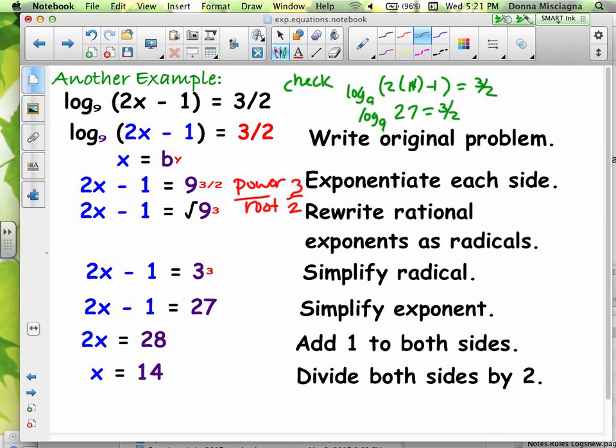And now we can check it out. We've got all the pieces there. So is 27 to the 3 halves power equal to 9? Well, that's the same as the, excuse me.